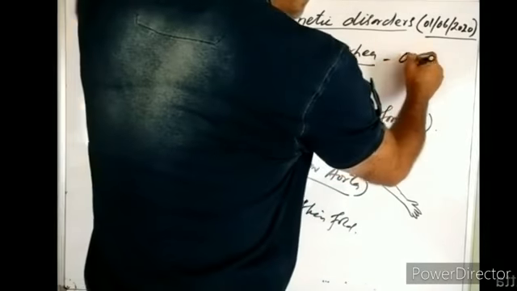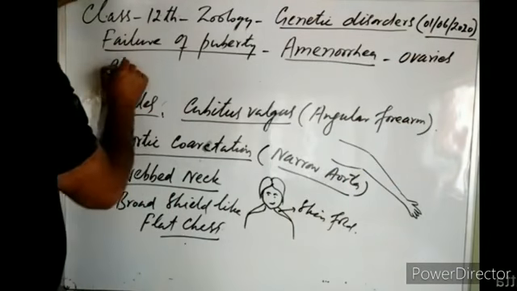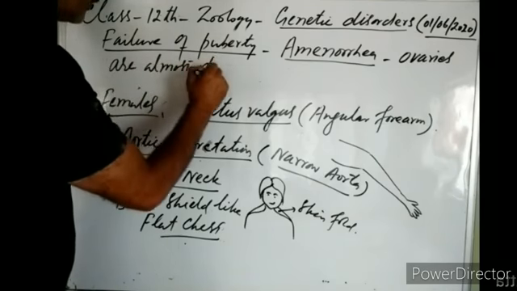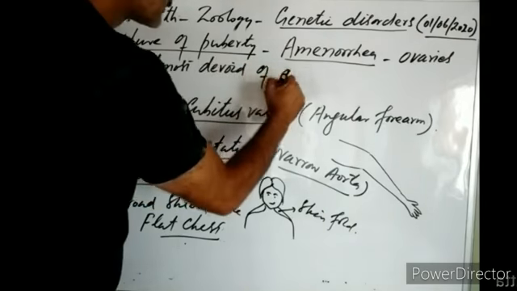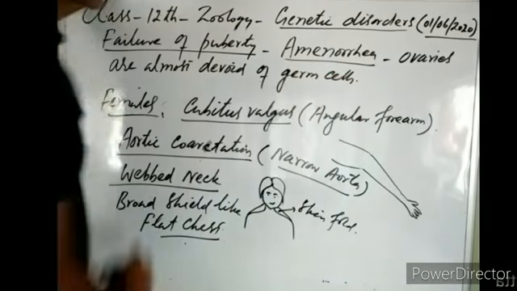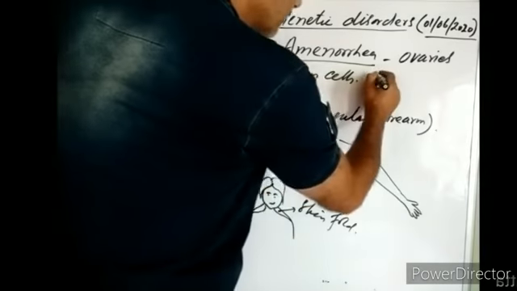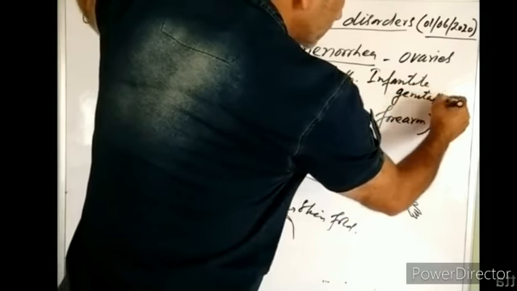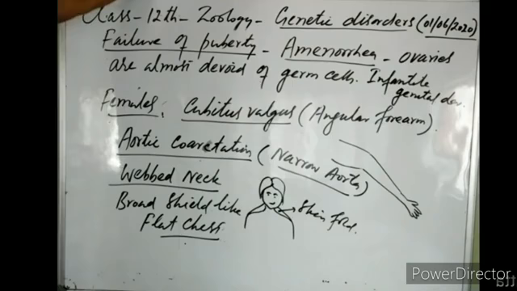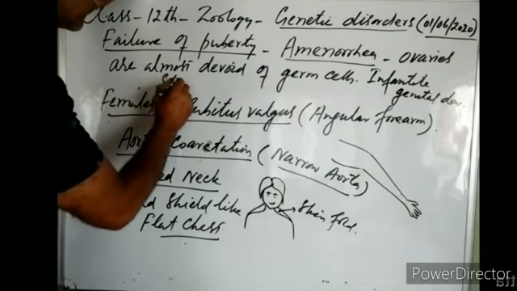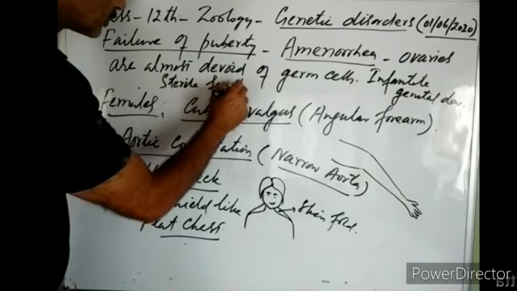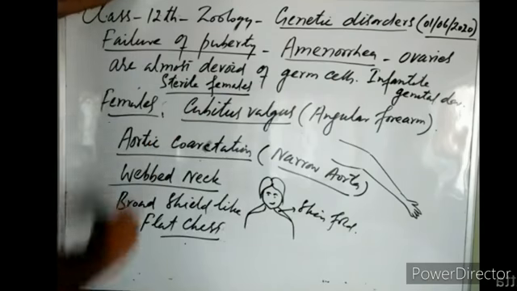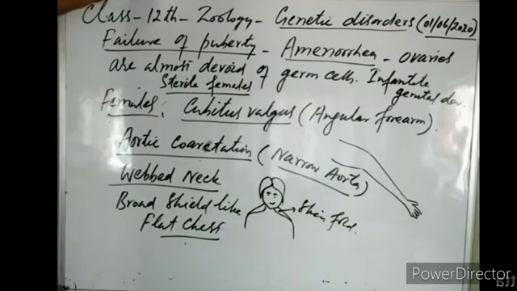Their ovaries are almost devoid of germ cells. Their ovaries are almost without germ cells. They show infantile genital development. Their genital organs do not become developed. They remain as in infancy, right? So they also show infantile genital development. So these females become sterile females. So they suffer from infertility. So these are the markers of the disease which are associated with Turner syndrome.